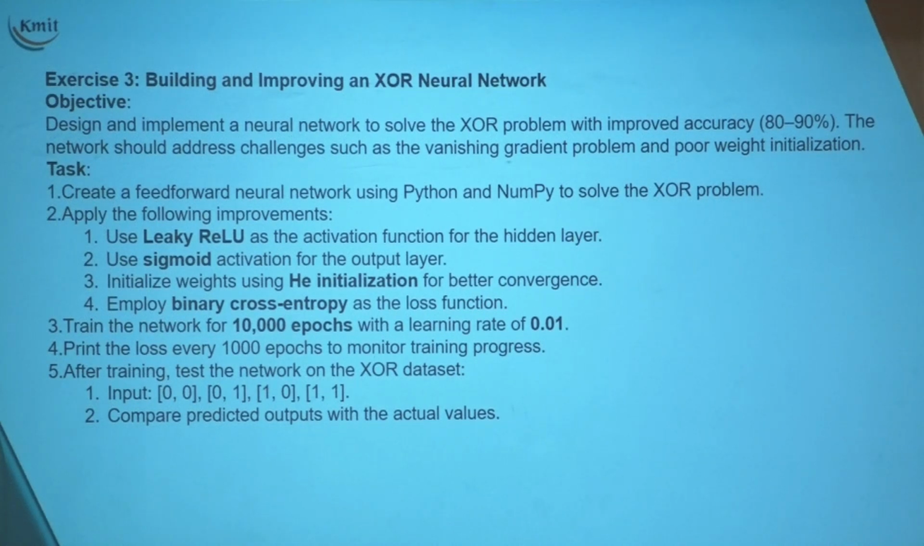Design and implement the neural network to solve the XOR problem with improved accuracy of what? 80 to 90. In the previous case, the loss was 0.6 or 0.4, which means that accuracy is around 50 to 53. But you are supposed to improve the accuracy of the model by doing what? Look at those tasks. First, you have to create the network. Second is, instead of ReLU, use what?